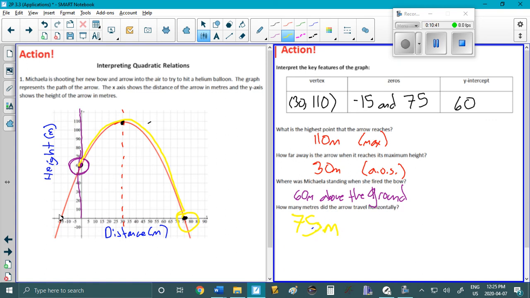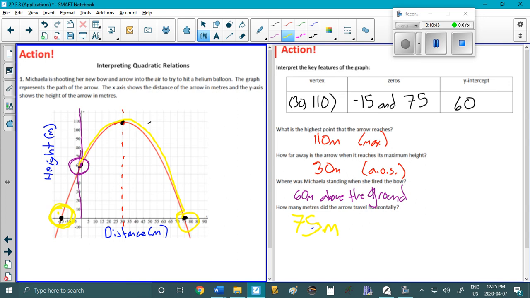And then if we look, we never talked about this point here, this minus 15. And that's because that point, it doesn't really exist. She shot the arrow from here and it went up and came back down. But we can imagine, because these parabolas are symmetrical, we can imagine it going back from here. So if she shot it from the ground, it would look like this whole thing. But because she didn't, the yellow part here is the path of the arrow.